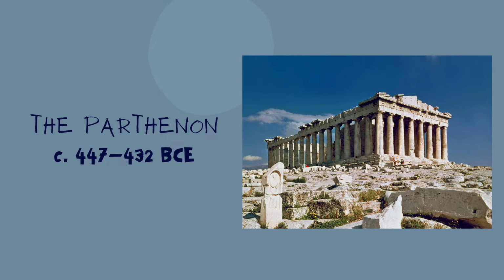Early Christians converted it to a church, removing and defacing some of the sculptural programs. In the 15th century, Ottoman Turks captured the city and converted that church into a mosque. Unfortunately, during a battle against the Venetians in 1687, the Turks were using the Parthenon as a stronghold. The gunpowder they stored there was hit with a Venetian bombardment. It exploded violently, destroying many parts of the building and its beautiful art.